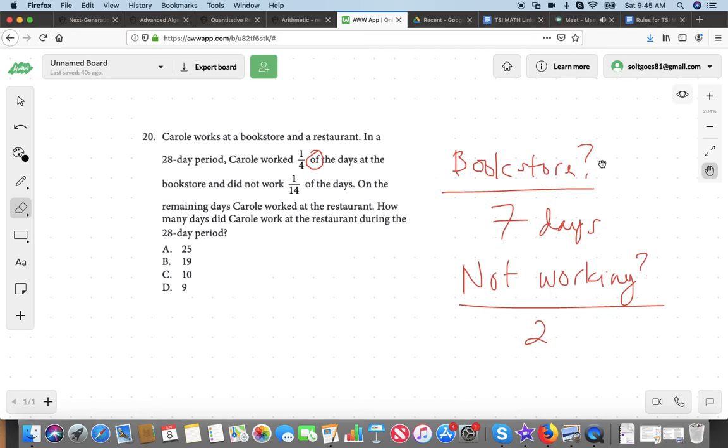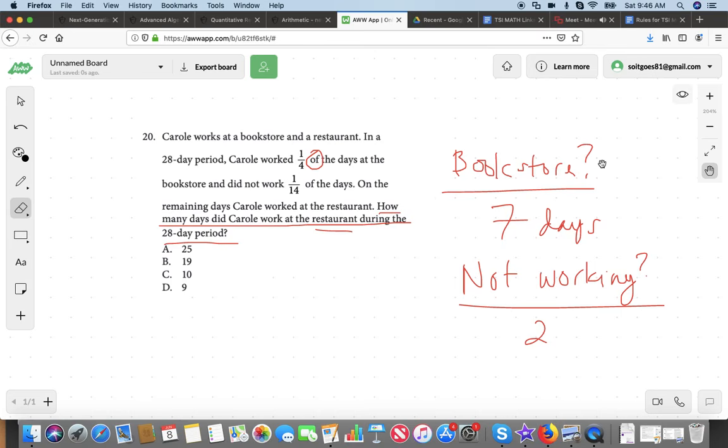Well, we know that she worked there 7 days. At the bookstore, not at the restaurant. Oh, at the restaurant. Yeah, they're asking us. And sometimes on word problems, I recommend students underline the last sentence of the question so you make sure you know what we're solving for. How many days did Carol work at the restaurant?